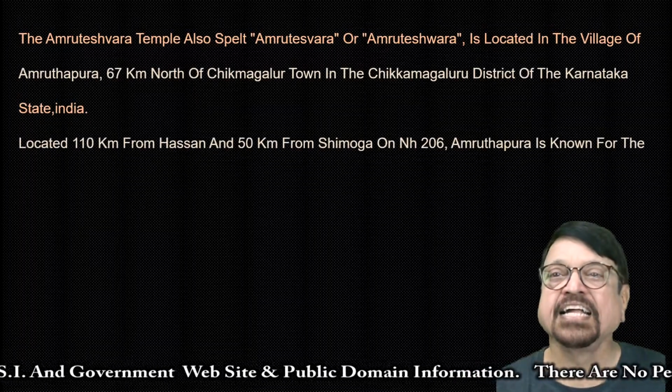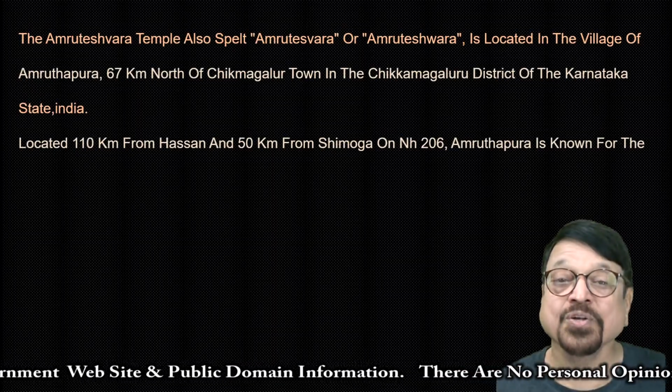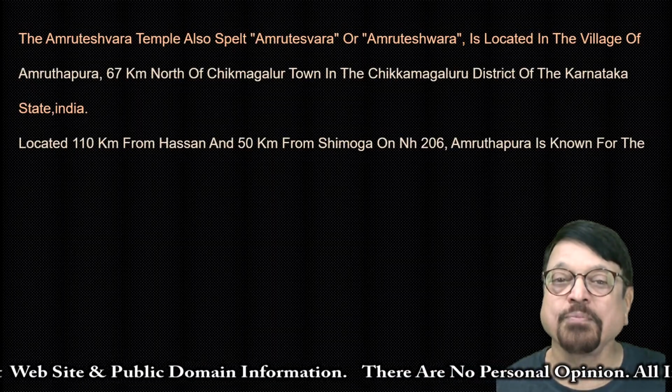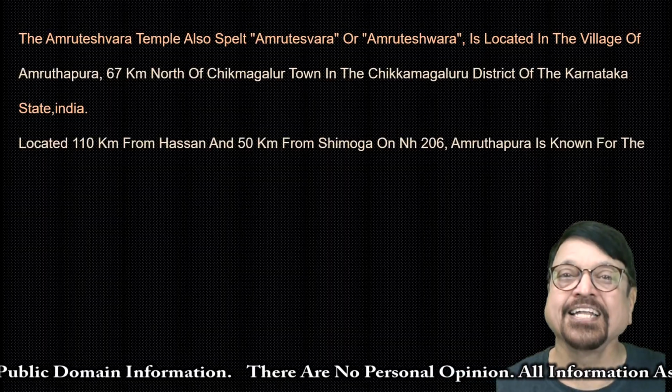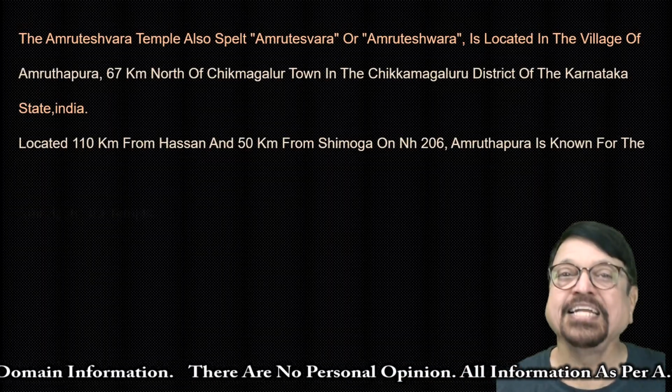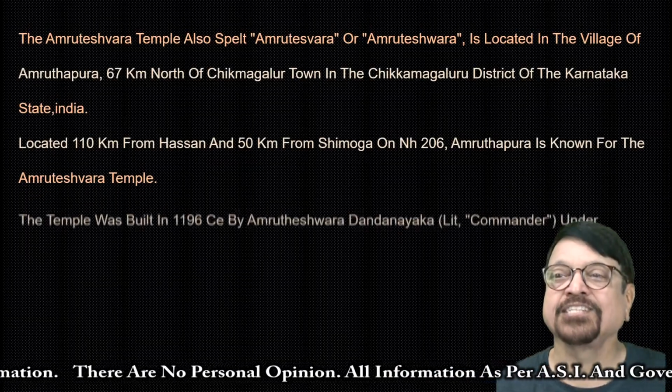Then it is 110 kilometers from Hassan, because we just now talked about one of the temples, that is the Venugopal temple. Belwadi is also near Hassan, so both the temples resemble each other. That is why the reference of Hassan as far as distances are concerned.